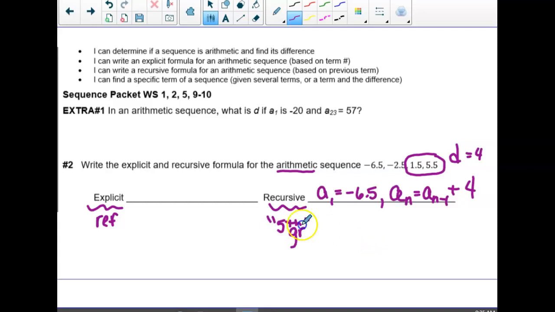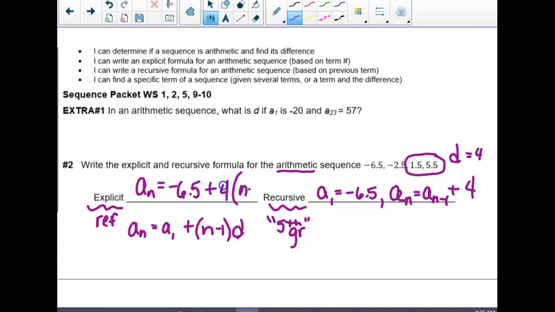Questions? All right, explicit is on the reference sheet, and it looks like this with the d at the back. That's not the way we usually did them in class. So for this one, you could put in negative 6.5 plus the 4 is the difference, and minus 1 times. And you do not have to simplify on the quiz. It's fine with me if you just leave it, okay? Any questions? So I just moved the d to the front because it makes more sense.